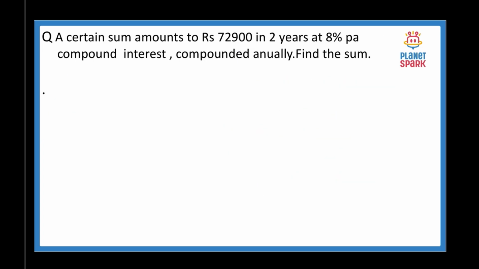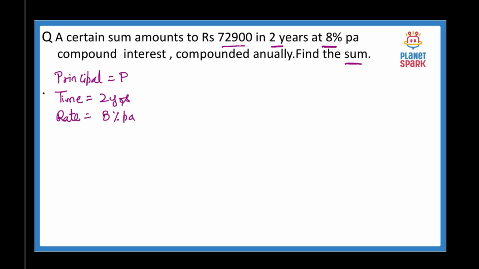Coming to the next question, a certain sum earns an amount of rupees 72,900. Amount is given to us as 72,900 in 2 years at 8% per annum, compounded annually. We have to find out the sum. Sum means I'm not given the original amount invested. So let the principal amount be P. Time is given to us as 2 years. Rate of interest is given to us as 8% per annum.